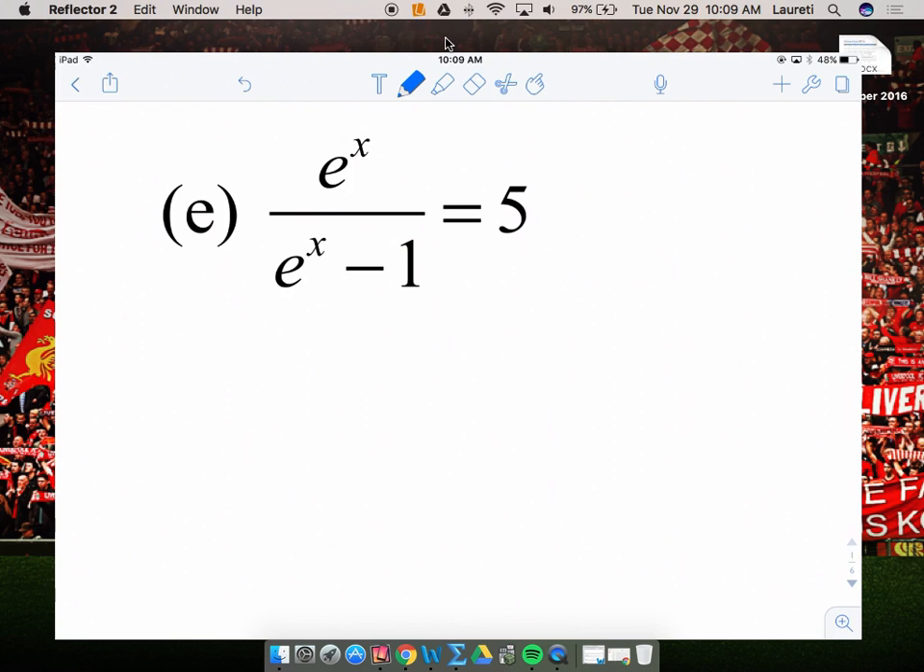Okay. Letter E. You have a fraction again, right? So how can you get rid of it? So that's going to give me e to the x is equal to 5e to the x minus 5. Right? So if you multiply the denominators over and then distribute the 5, that's what you get on the right.